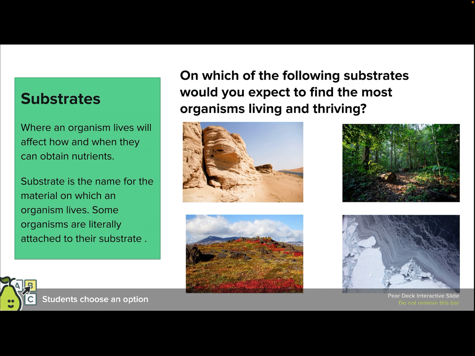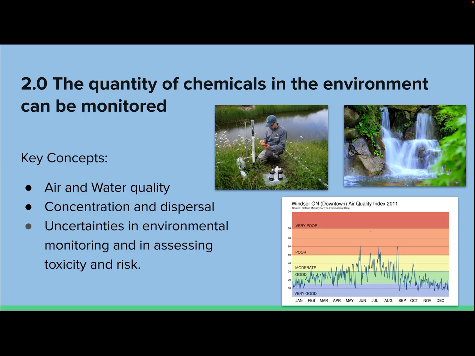Which of the following substrates would you expect to find the most organisms living and thriving? We have a desert, a rainforest, tundra, and the Arctic. I would say it's probably a rainforest: humidity, heat, lots of food sources. The tundra would be the second choice, but it's often very dry, and that decreases it. The desert and the Arctic will have very few comparatively.